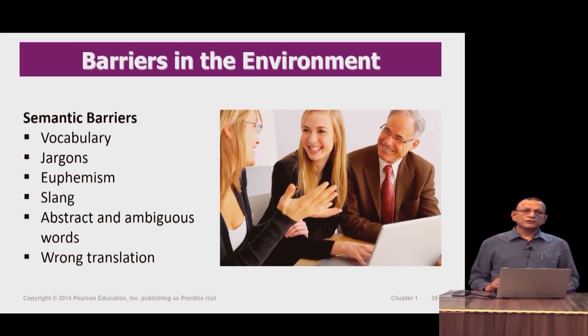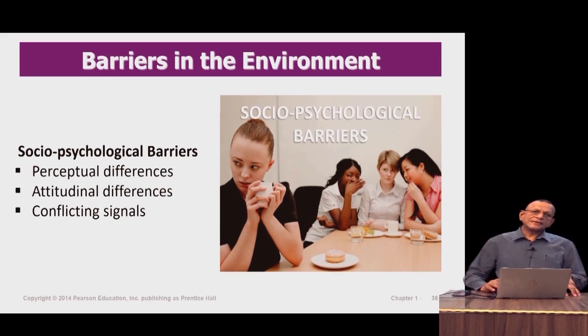And finally, friends, wrong translation. A word for word translation is probably impossible to find. For a particular word in English, you will not be able to find the same word in Hindi. So you have to understand the feeling of the sender and then communicate that after translating it in the same sense. So friends, these are the barriers known as semantic barriers. The next section is socio-psychological barriers. There are three: perceptual differences, attitudinal differences, and conflicting signals.